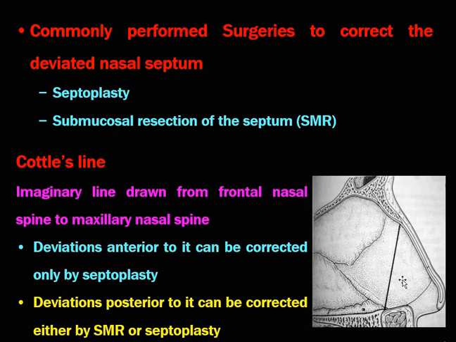So if we perform SMR surgery anteriorly, we cannot leave the dorsal and caudal strut. Therefore, SMR surgery is contraindicated for anterior deviations. But for posterior deviations, SMR can be performed, and septoplasty can be performed for anterior as well as posterior deviations. Septoplasty is a conservative surgery, and SMR is a radical surgery.